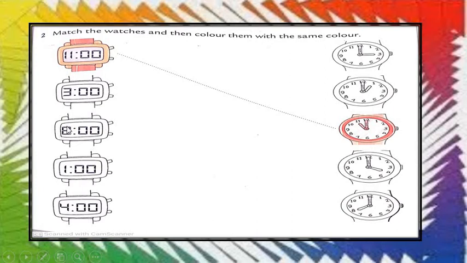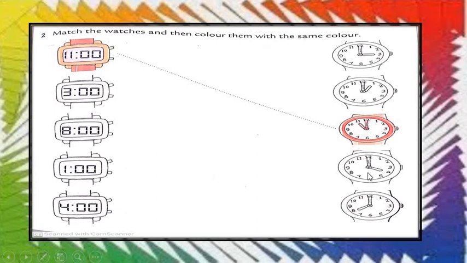Next, draw the digital watch. Write the time 8:00. Then 1:00. Draw the next digital clock. Write the number 4:00.